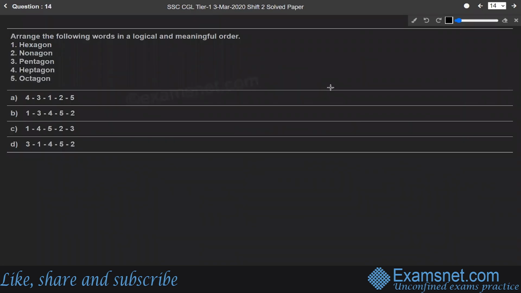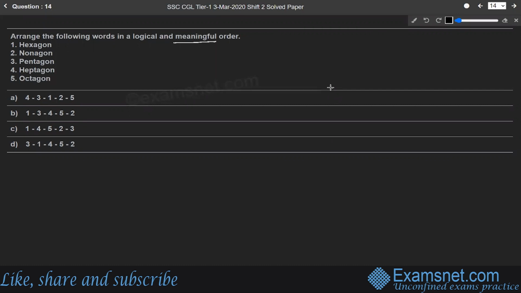Next question is: arrange the following words in a logical and meaningful order. And the words are hexagon, nonagon, pentagon, heptagon, and octagon. So firstly, we need to understand the meaning of all the given words, since we have to arrange them in logical and meaningful order. Okay, so you should know the meaning of each and every word. All these given words are polygon figures.